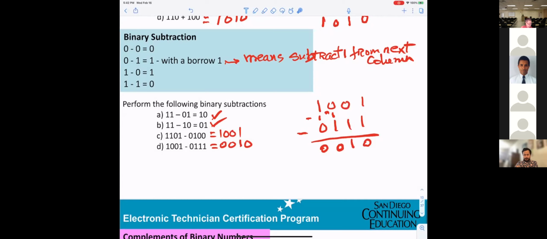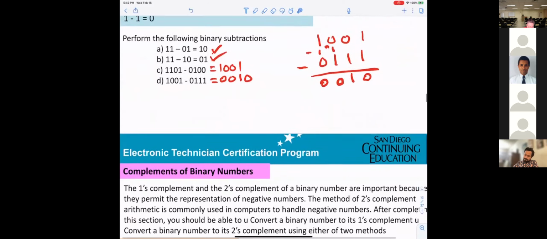Mr. Pham, just for knowledge, when you borrow 1 from the next column in the subtraction, it is coming from the left column, correct? Yeah, from the left column. Subtract 1 from the next column. That's what I already said. Okay. Now see what's next.